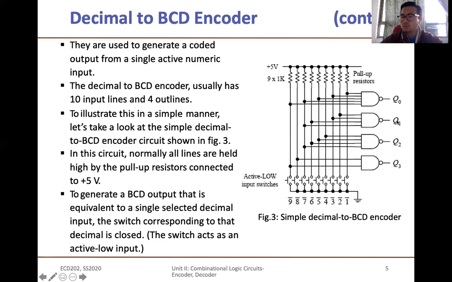So therefore 0001. Since you have given input 1, the output should be equivalent to decimal number 1. Now if you look at 9, if you close the switch, which output is connected? Q0 is connected over here, Q3 is connected, Q1 and Q2 are not connected. So therefore your output will be 1001.